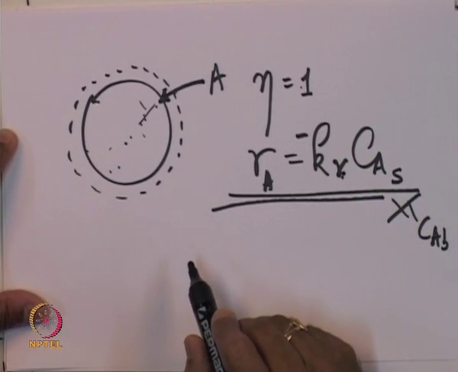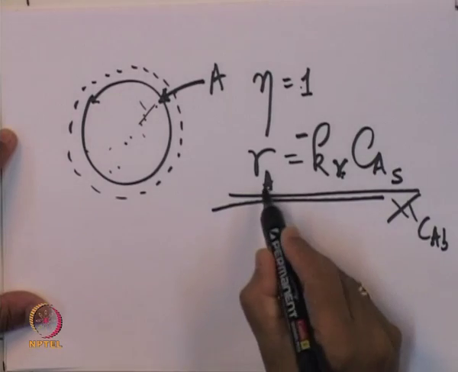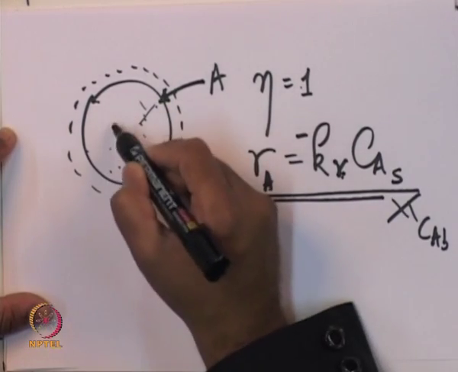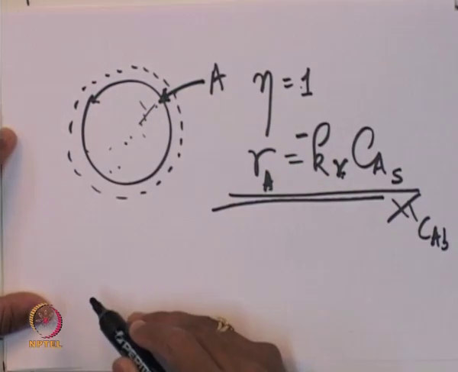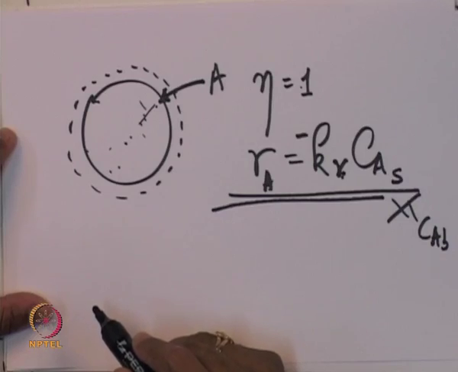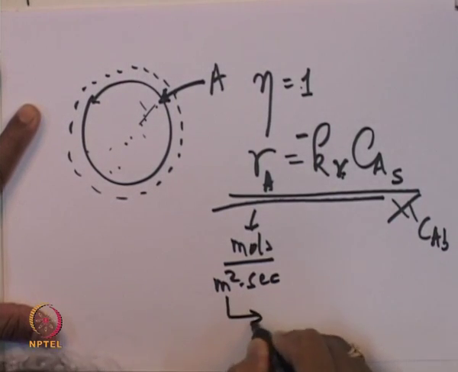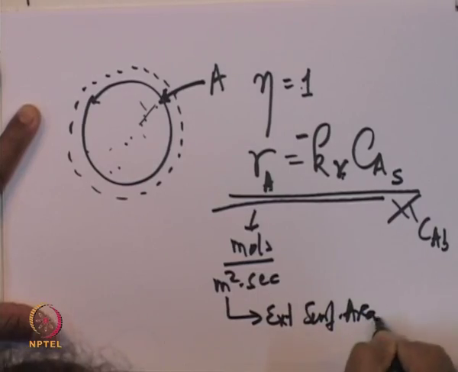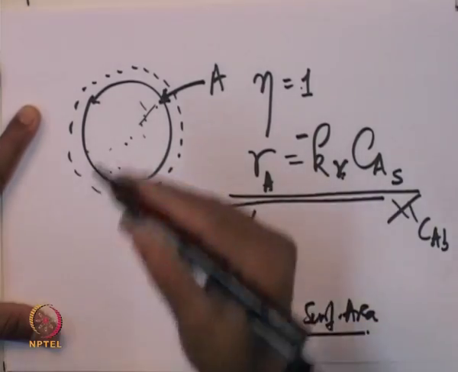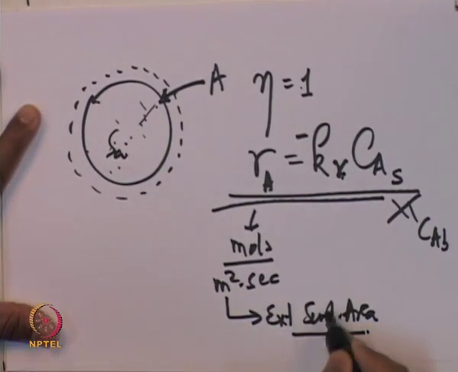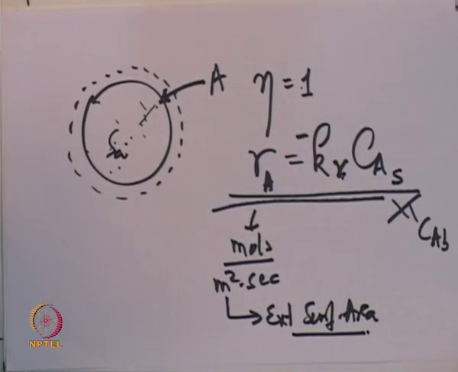Now, we are defining one more unit. This is per unit area, but not the internal area, per unit external surface area, moles per meter square per second, which is the same unit as the external mass transfer flux. So, that I can marry these two things, they are on the same platform. Do not confuse this area with the internal area SA that we have used before. This is the external surface area, which for a spherical particle is pi dp square.